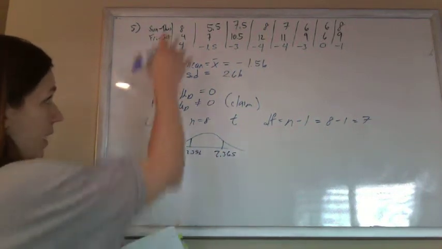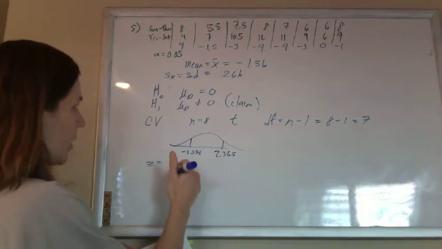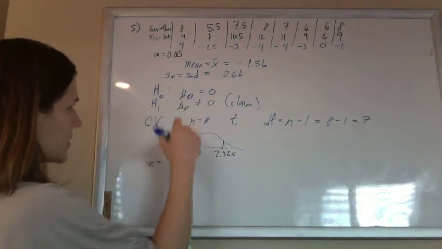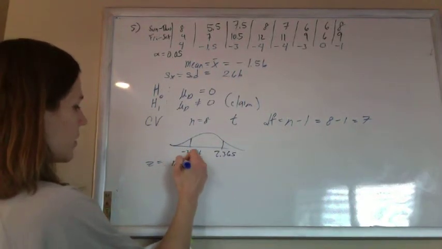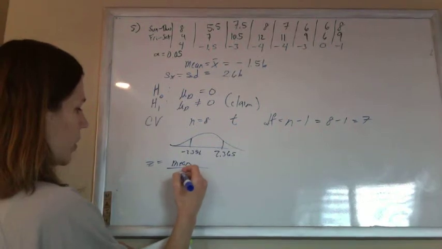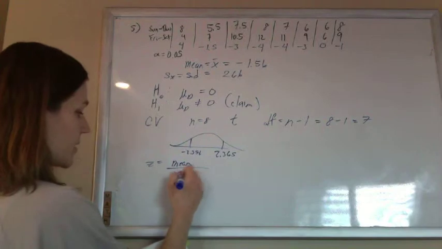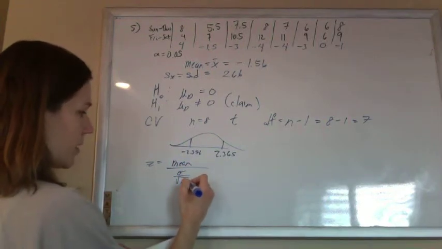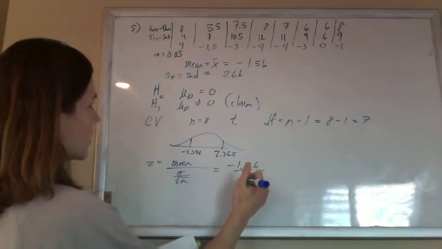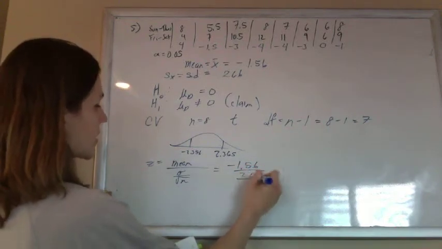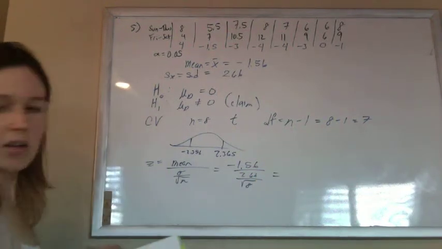Check. And for these problems, your test statistic will always be built from the mean that you've got. So it's the mean divided by the standard deviation divided by the square root of the sample size. So our mean was negative 1.56. The standard deviation was 2.66. The square root of the sample size is the square root of 8. And you plug that all in, and what do we get?